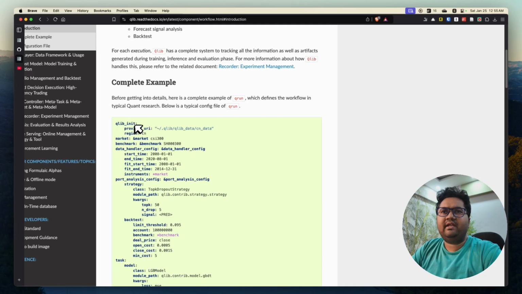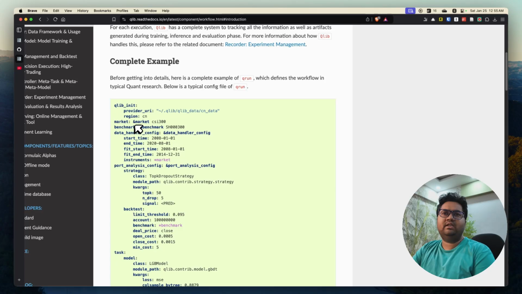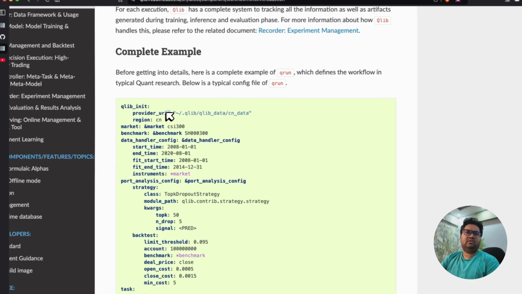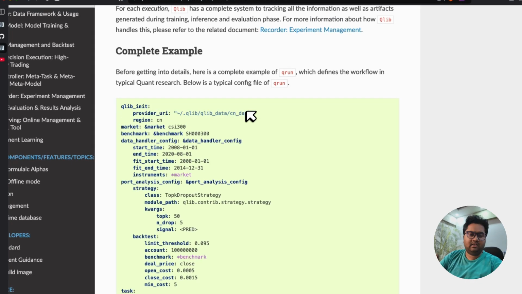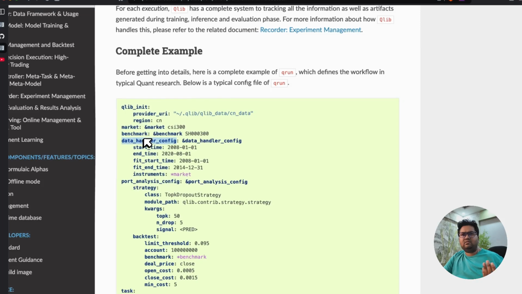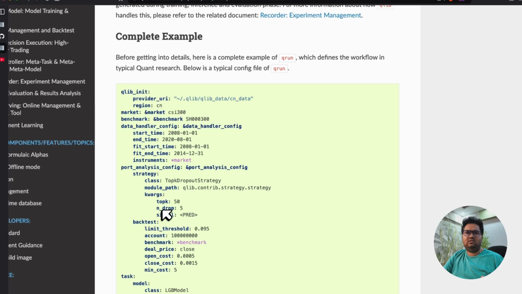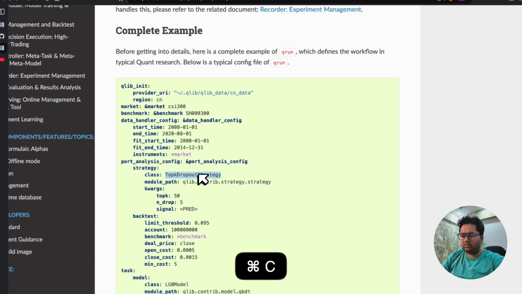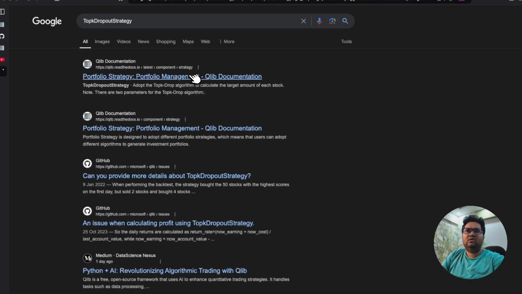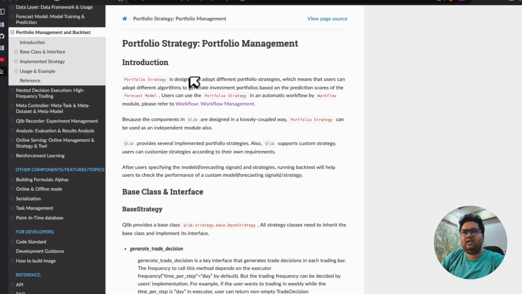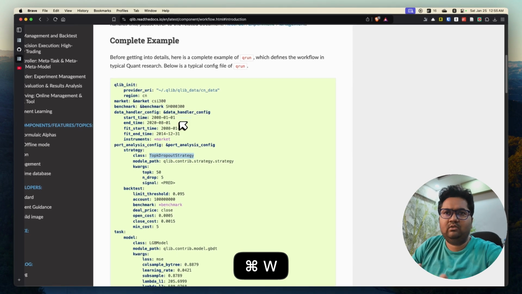So what it is trying to do by showing this example is run a simple workflow. There's a provider URL, which is the data that we already just talked about. This goes to certain regions and specifies some very simple parameters, like the market, what the benchmark is, the start time and end time, the fitness start time, and some configuration as to what the strategy is. I don't know what this is. This is like a dropout strategy, something like a portfolio management strategy.